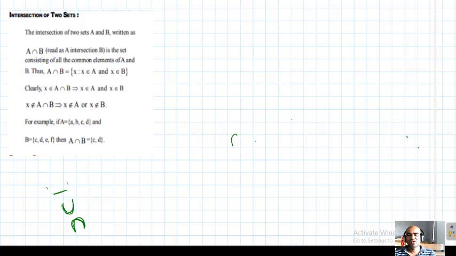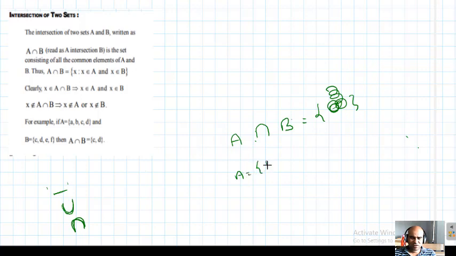First of all, I want to explain, A is one set, B another set. Their intersection is denoted by the symbol ∩ and read as A intersection B. A intersection B is the set of elements which are common to both A and B. I will explain through an example.